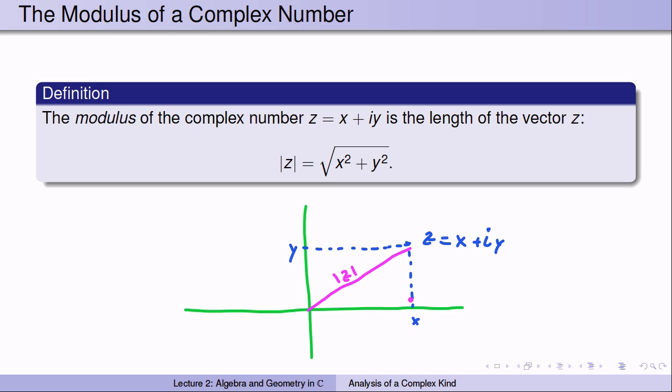Well, I can see there's a right triangle right here. And in order to find the length of the hypotenuse in that right triangle, all I need to do is square the lengths of the two legs. But how long are those legs? This leg right here has length x, so x squared. This leg has length y, so y squared. And together, that gives me the length of the hypotenuse squared. So the modulus of z squared is x squared plus y squared, or in other words, the modulus of z itself is the square root of x squared plus y squared.